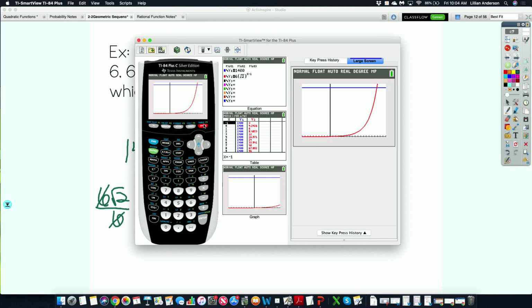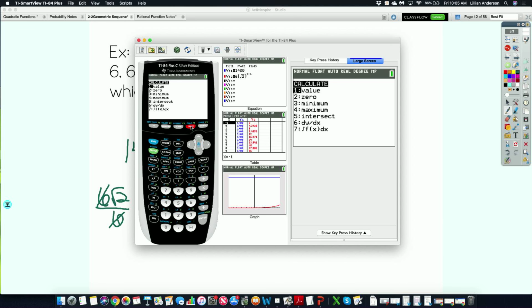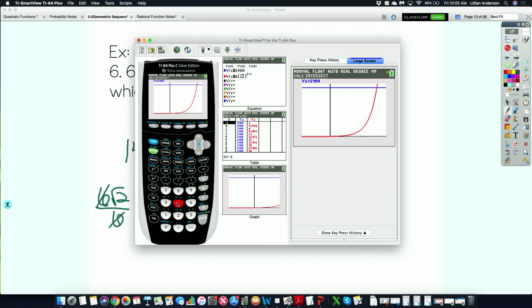And now I go where? Second trace. And go to intersect. Now, granted, exponential and a line only intersect at 1 point, so I really don't need to move it closer. But if there were more than one, I would move it closer. And then what? How many times? 3.